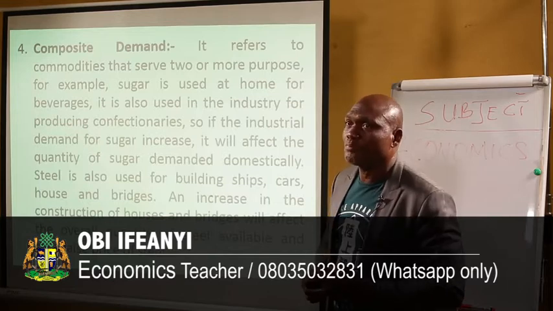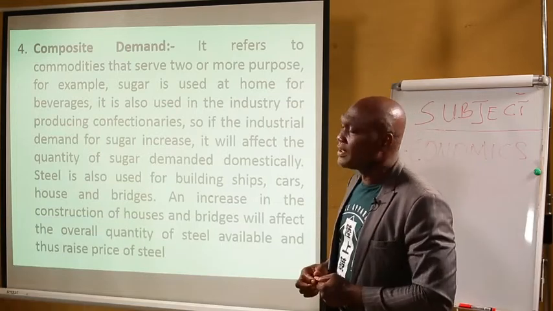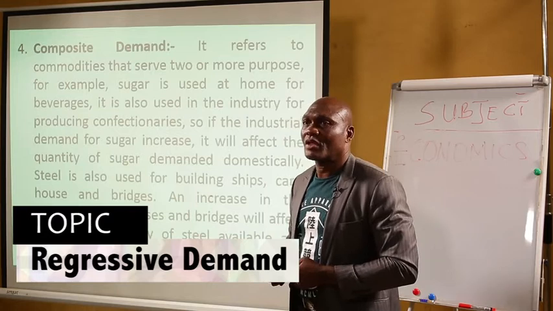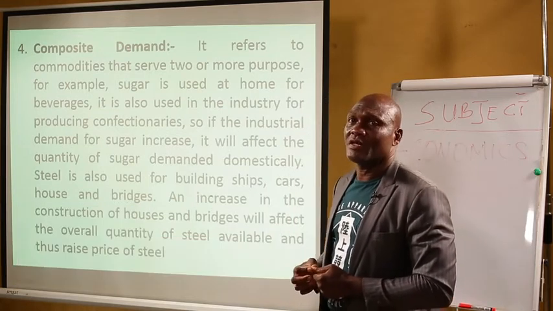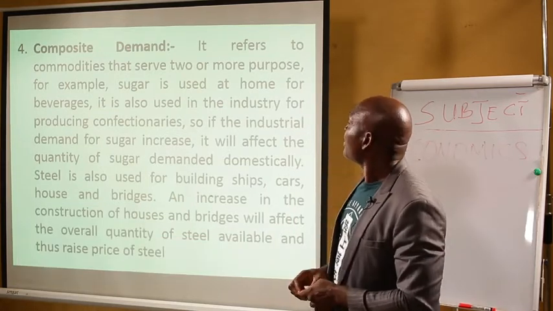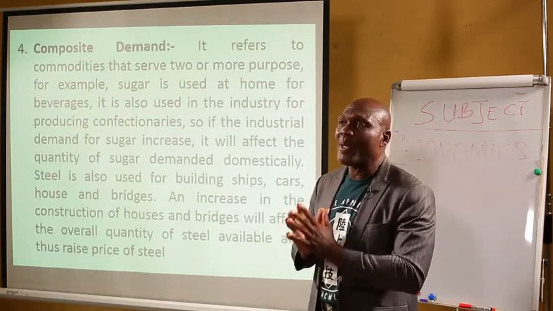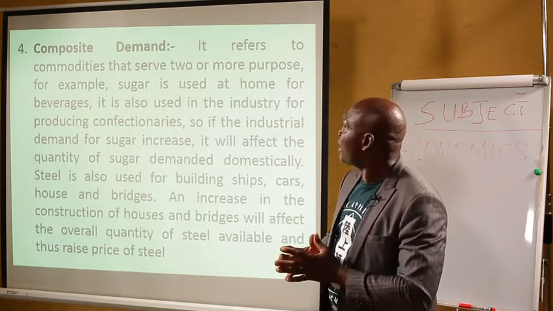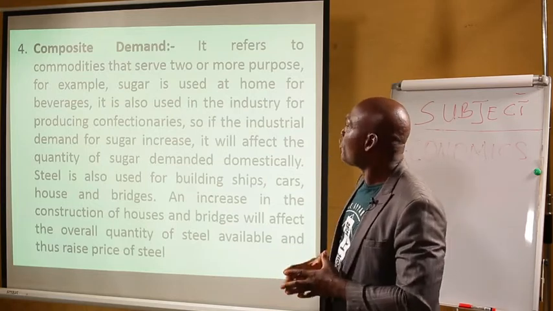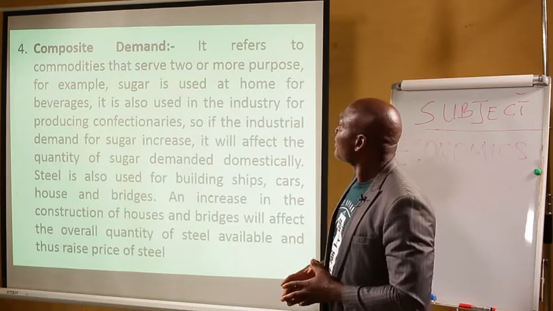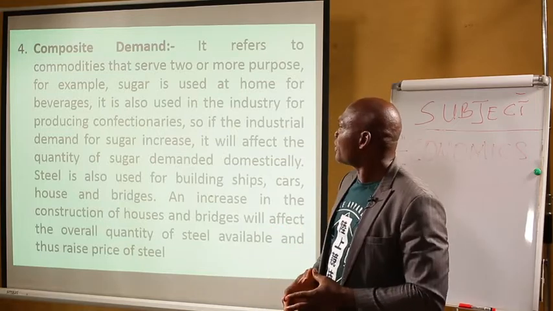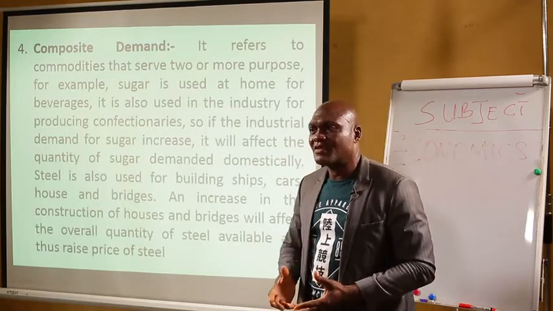Number 4, composite demand. Composite demand refers to a commodity that serves 2 or more purposes. For example, sugar is used at home for beverages. It is also used in the industry for producing confectionaries.